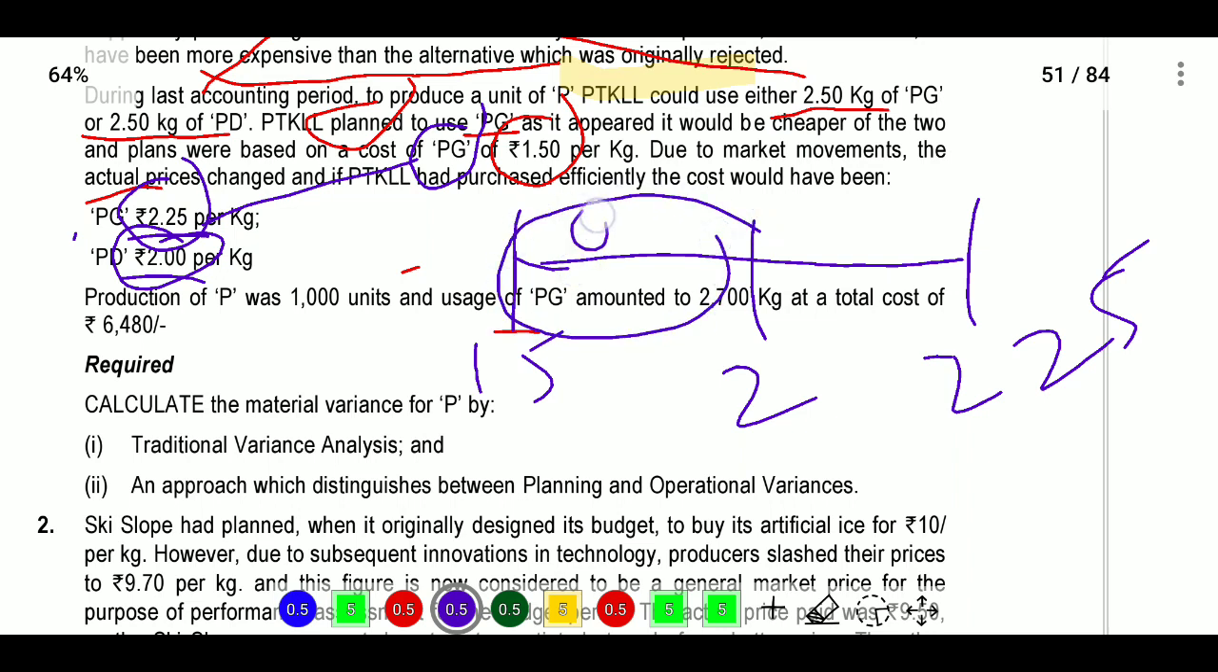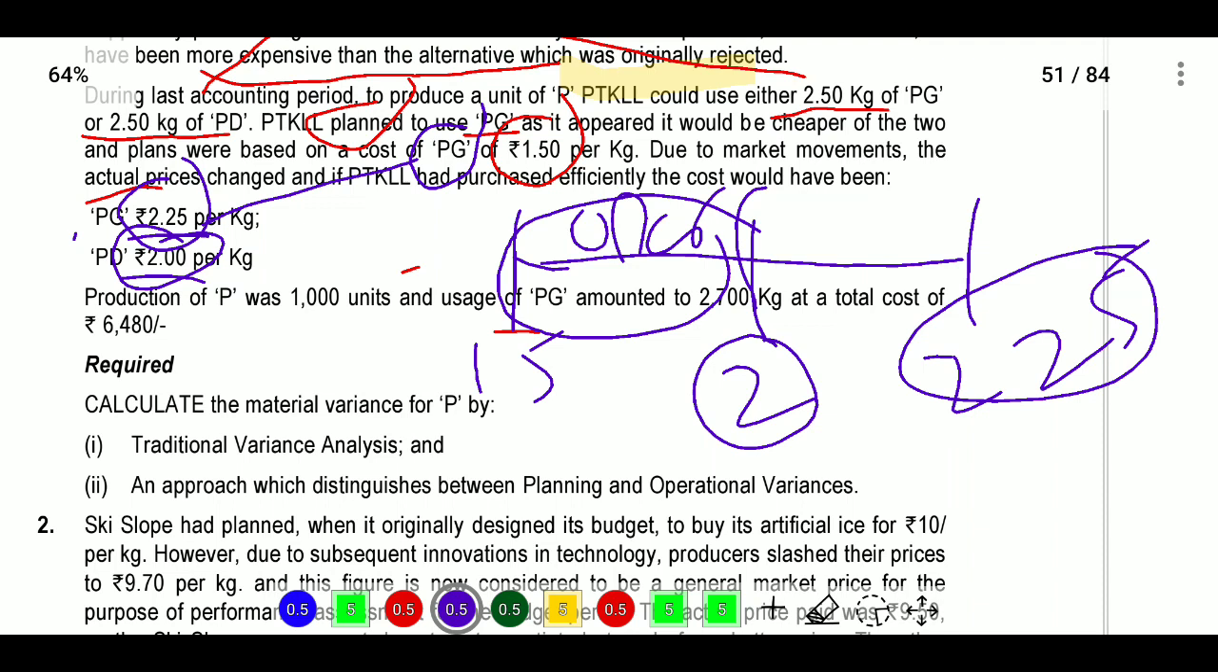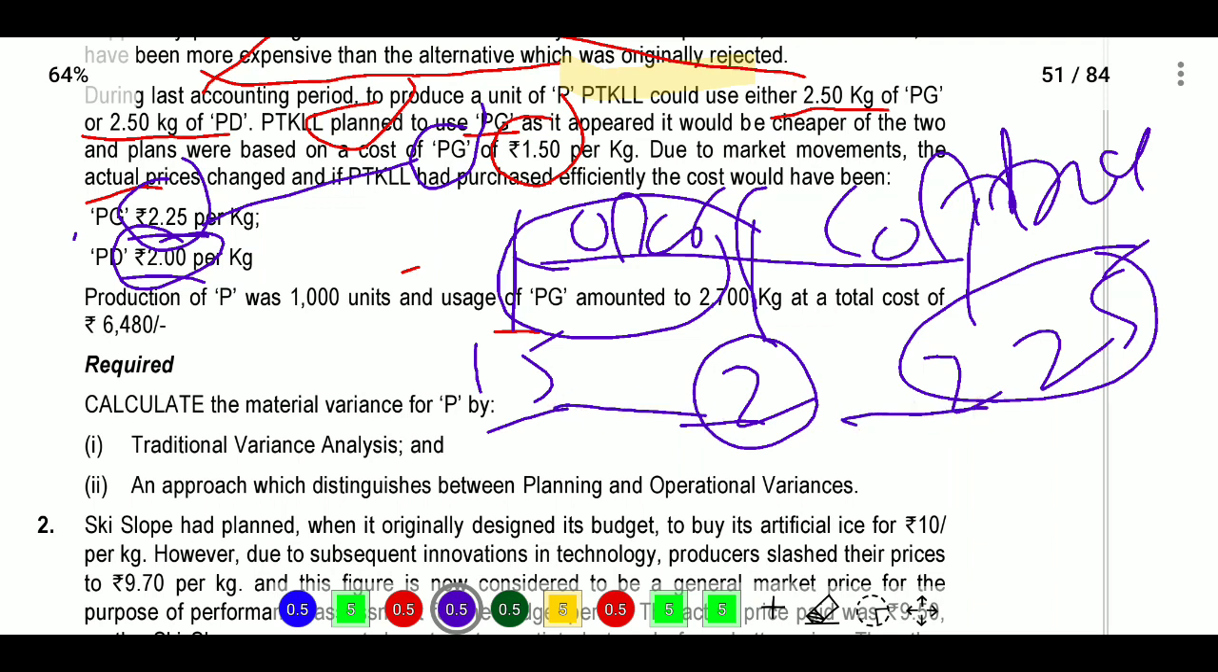From 1.5 to 2 we cannot do anything. It is an uncontrollable factor. At this position you can buy at 2 rupees or 2.25. You have the power to control. So 1.5 to 2 is the uncontrollable factor. From 2 to 2.25 it is a controllable factor. It is in your hand. You can buy at 2 rupees or you can buy at 2.25. From here to here it is an uncontrollable factor. You can decide.